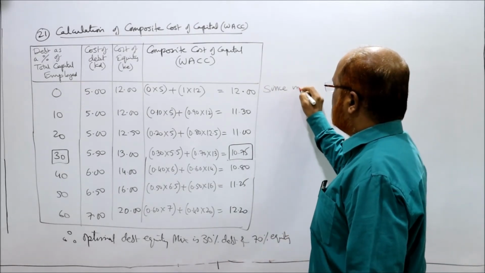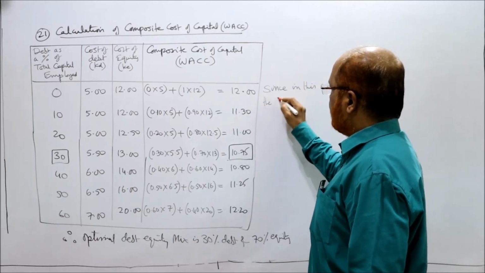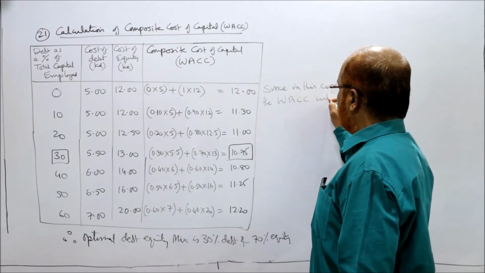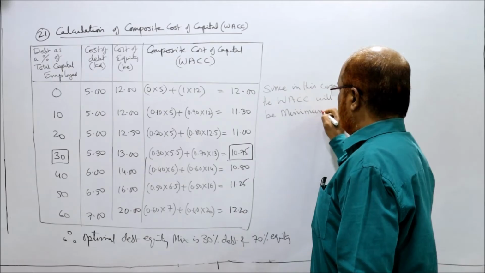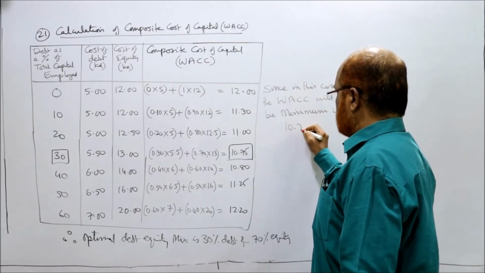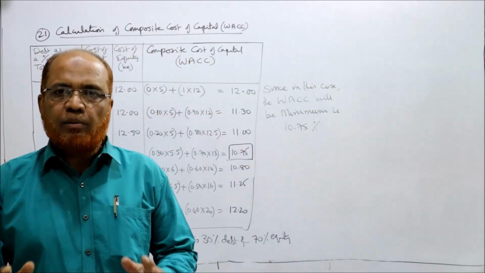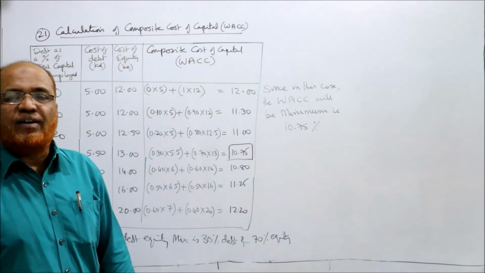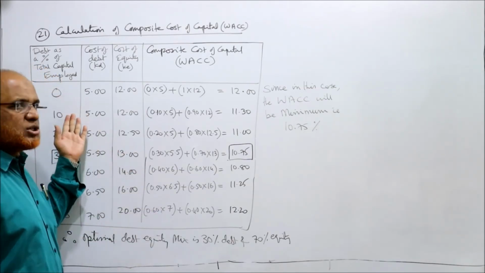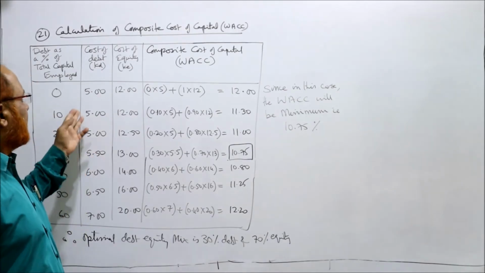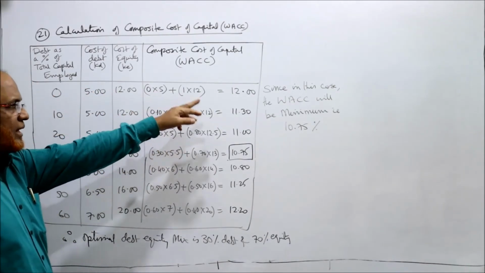Since in this case the WACC will be minimum, that is 10.75%. That's it. So this problem is completely different. Finding out the optimal debt equity mix. So we are given some percentage of debt in the total capital employed. KD is given, KE is given. So multiply the proportion with specific cost to get WACC.